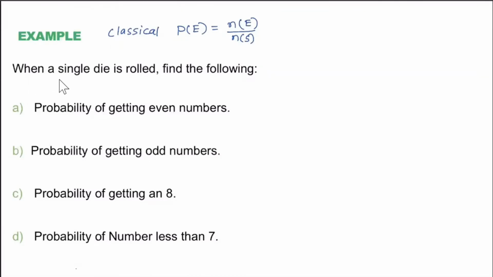Here is the problem. When a single die is rolled, you know the sample space already. You'll get either 1 or 2 or 3 or 4 or 5 or 6. So that is your sample space. If you want to look at the number of elements in the sample space, there are 6 of them: 1, 2, 3, 4, 5, 6. Now we are going to answer each of these questions.